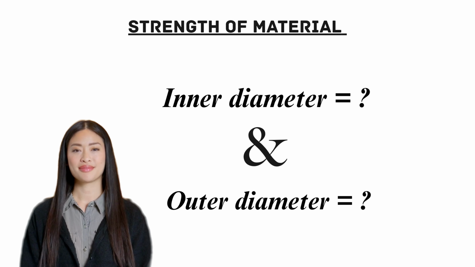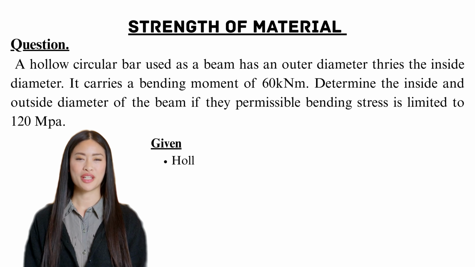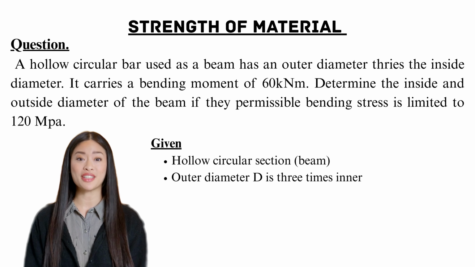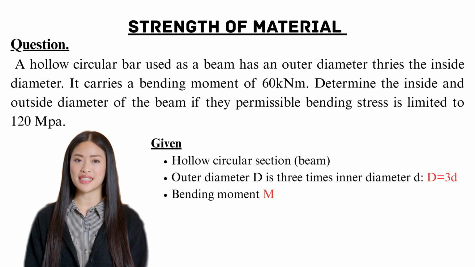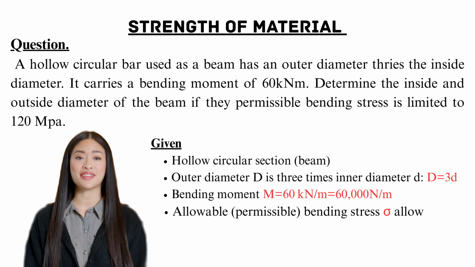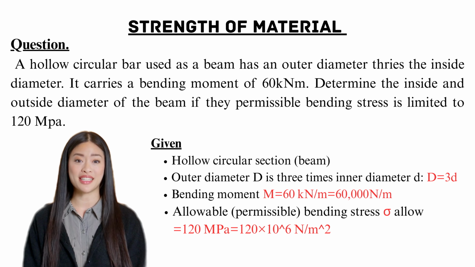Let's get started. The question is: a hollow circular bar is used as a beam. Its outer diameter is 3 times the inner diameter. It carries a bending moment of 60 kN. Determine the inside and outside diameters of the beam if the permissible bending stress is 120 megapascals.